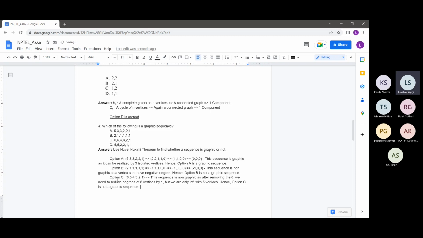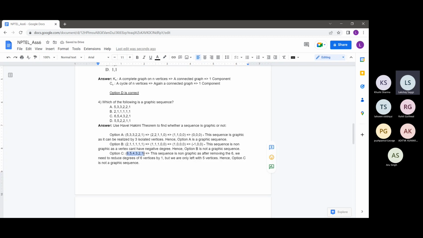So just to see what's happening here, why is this not a graphic sequence? You can see directly also that here it says that one vertex should have a degree of 6, and there are only 6 vertices available. So in a simple graph, if there are 6 vertices, then a vertex can have only a maximum degree of 5, since a single vertex can be connected to the other 5 vertices only. So in a graph with n vertices, a vertex can have only n minus 1 degree maximum, because that vertex can only be connected to the remaining n minus 1 vertices. So the maximum degree on this graph can be 5, but here it says that there should be a degree of 6. So this can't be possible. So that's why this won't be a graphic sequence.